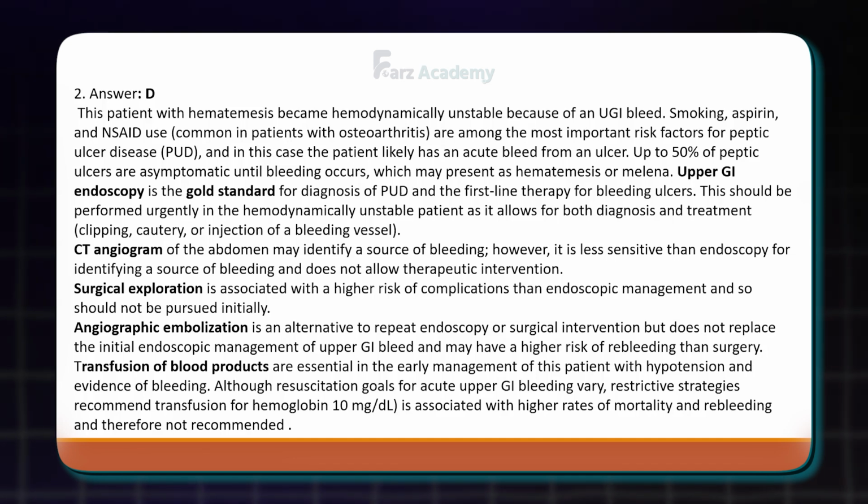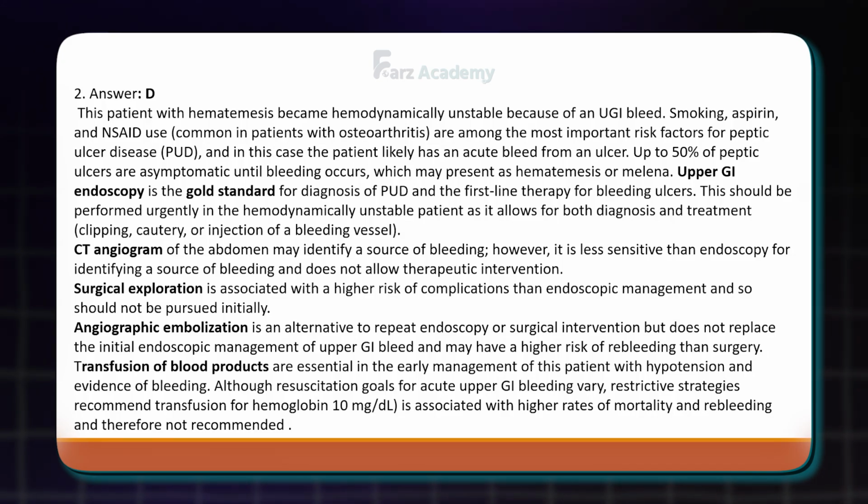So with one investigation, you are able to diagnose the case also, and if you find the bleeder, you can do the treatment also. That is why upper GI endoscopy is the correct answer. Let's see regarding the other options. Many of them have answered B and other options also.